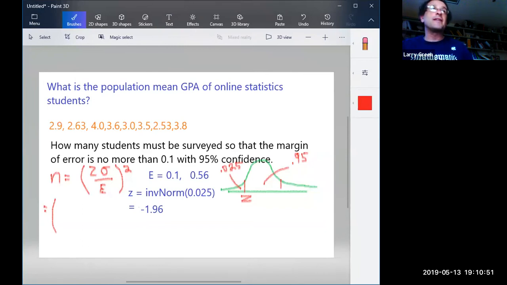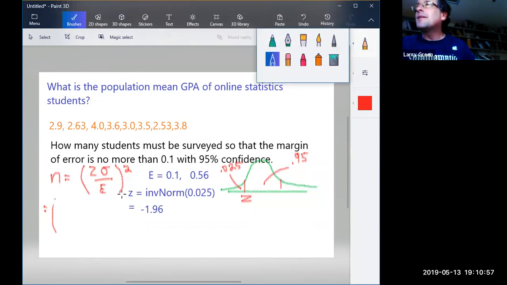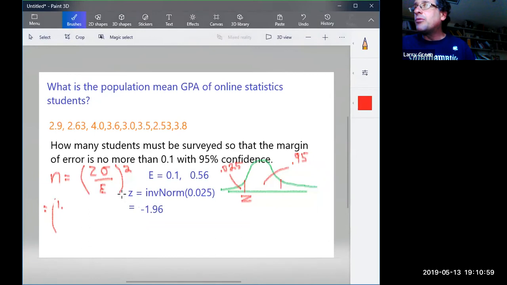Okay, and you can get that in your calculator. So you get 1.96 times sigma, which is 0.56. Didn't write sigma there. Divided by 0.1. And we square that number. Tell me what you get when you put that in your calculator.